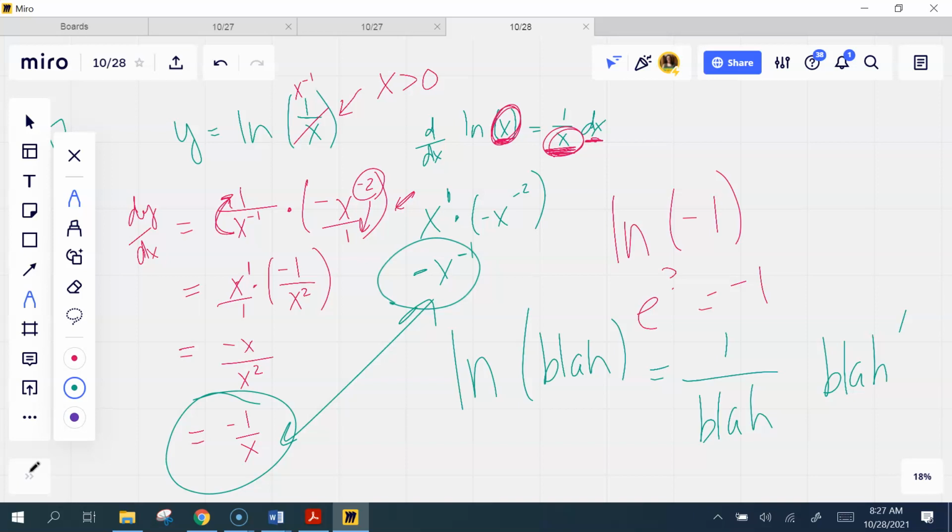Well, I'm still confused why you wrote x to the negative 1 in the bottom. Wouldn't it be at the top? I didn't write x to the negative 1 at the bottom. Because the derivative of the log of whatever is equal to 1 over the whatever times the derivative of the whatever. The whatever this time is 1 over x. Does that make sense? That whole blah, that whole whatever, is 1 over x.